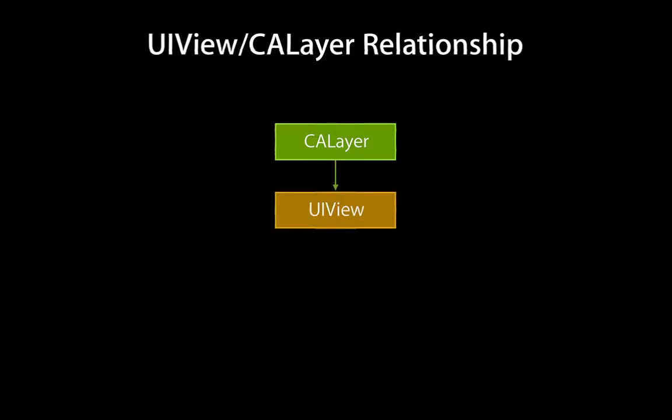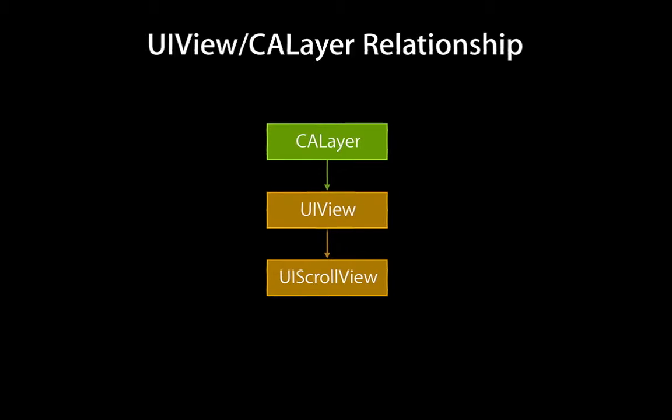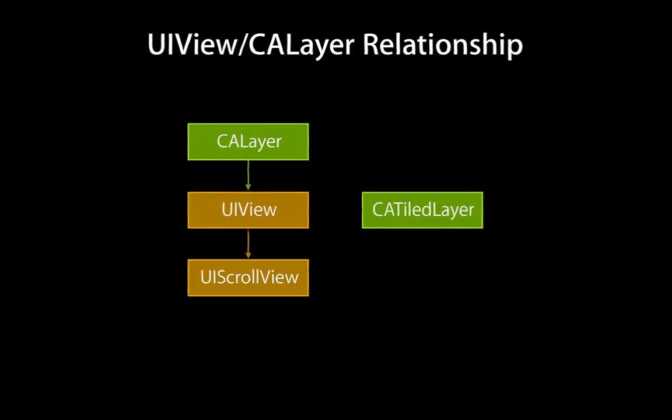If CALayer were the base class and UIView inherited from that, that would be fine. There would be no problem there. But then if we wanted a UIScrollView, we would have to subclass off that UIView. So now CALayer is directly in our class hierarchy as a superclass of UIScrollView. But what if we wanted to use a different kind of layer, for example, a CATiledLayer? There would be no way to get that into our scroll view because the scroll view is actually inheriting from CALayer directly. So this really wouldn't work because we would be really limited in how we could combine UIView and Core Animation.